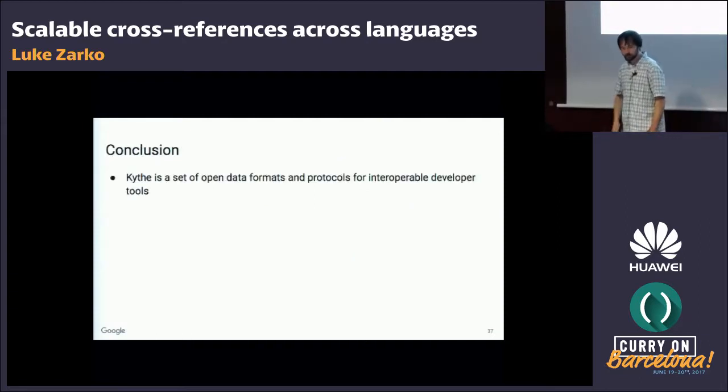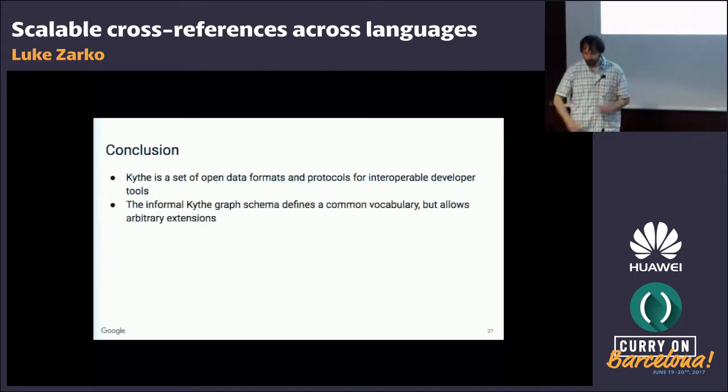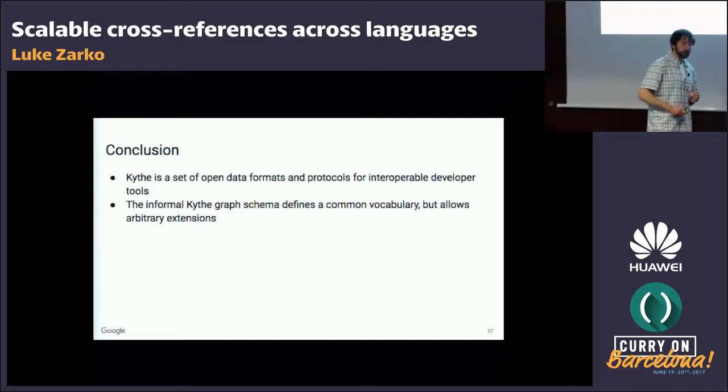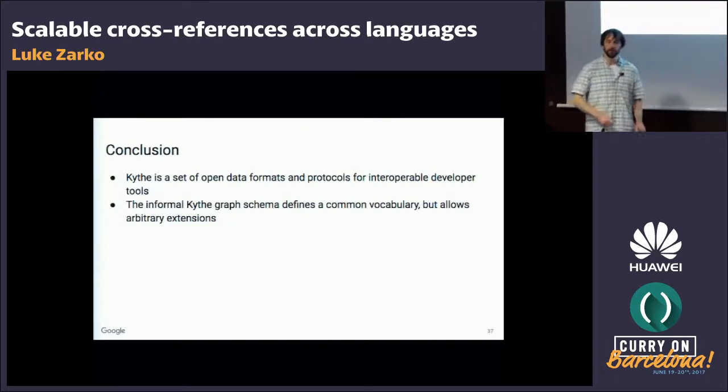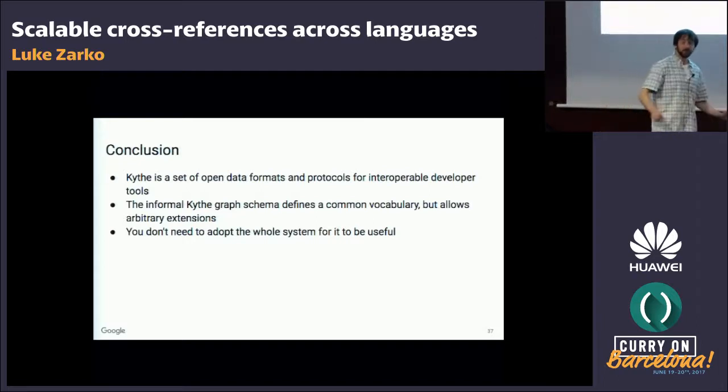So, to conclude, Kythe is a set of open data formats and protocols for building interoperable developer tools. We give you this graph schema that defines a common vocabulary, but allows arbitrary extensions to it. So this common vocabulary is actually really important. And in fact, with the verifier test language, that constraint language, it becomes a way to talk to one another about the shape of a graph, right? Instead of walking to a whiteboard and drawing lots of boxes and arrows and things, you can write down in a really simple, concise, and understandable way what you expect to get out of a particular program in our interchange format. You don't have to adopt the whole system for the system to be useful.